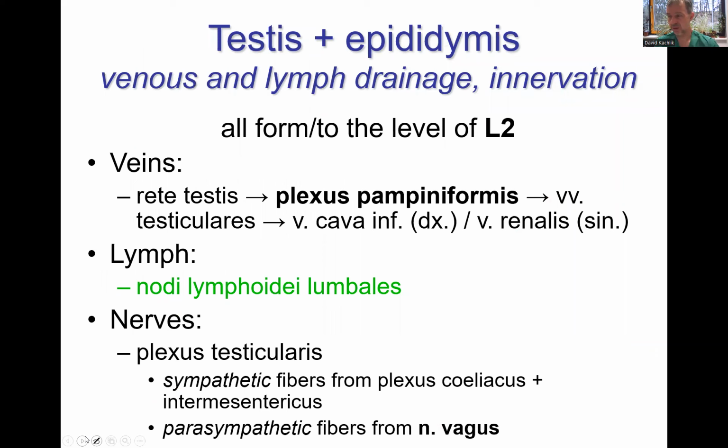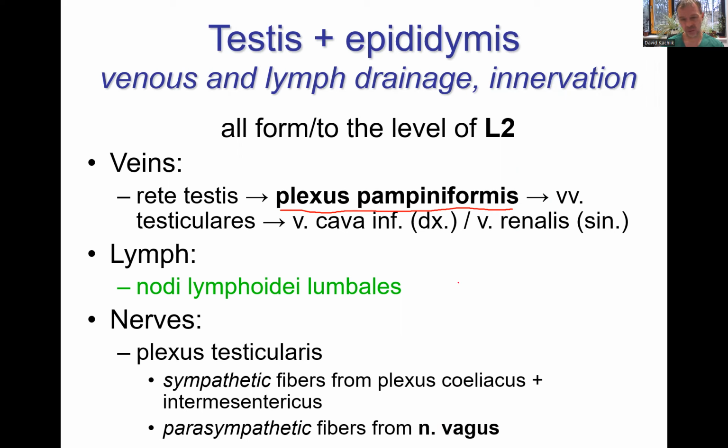Concerning the veins, both testis and epididymis are drained by pampiniform plexus. What does it mean? It's a venous plexus which is winding around the testicular artery, and the reason is to reduce the temperature of the blood coming to testes, so it takes the heat back to the body. Pampinus means a plant of vine, so it should remind you of a vine plant winding around a scaffold.